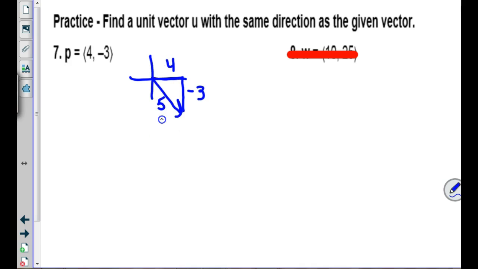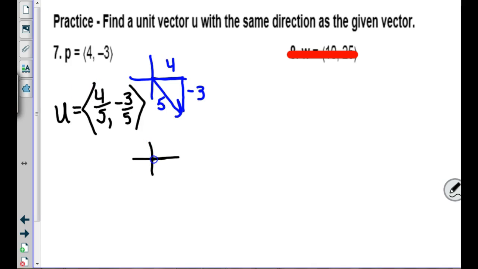So if we want to shrink it all down so it's only 1 unit long, we want to divide everything by what? 5. So the unit vector, which they call u, would be 4/5, -3/5. So it would go over 4/5 of a unit and down 3/5 of a unit. And if you calculated this out, this would become 1 when you did the Pythagorean theorem on those little tiny numbers. Okay? Don't need it.